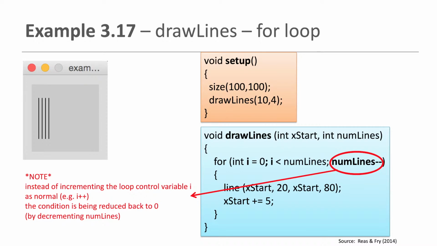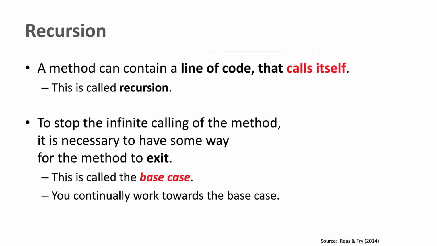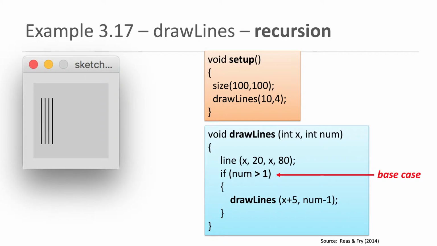So this is the way we would normally code it. But what we want to do is introduce the concept of recursion. What recursion is about is that a method can contain a line of code that calls itself. So you're defining a problem in terms of the problem itself. And if you keep doing that, you never get to the end. So it has to have something special in it, and that's called a base case. To stop infinite calling of the method, it's necessary to have some way for the method to exit, i.e. the base case. So you continually work backwards towards the base case. Let's have a look.